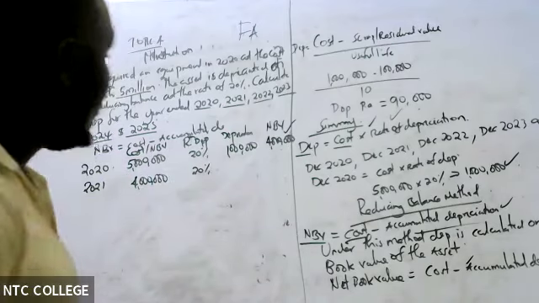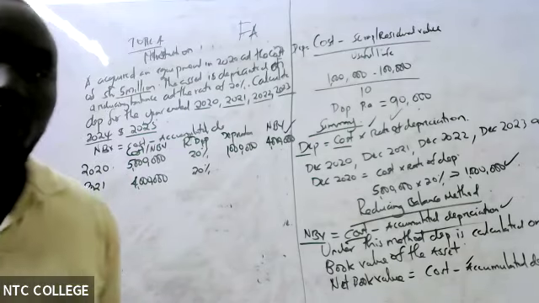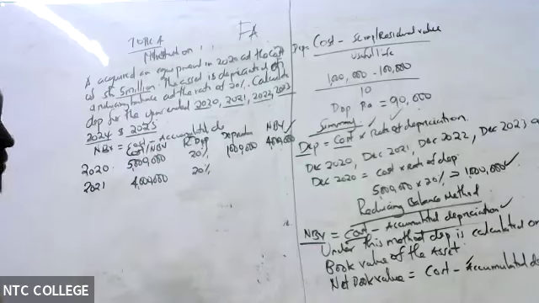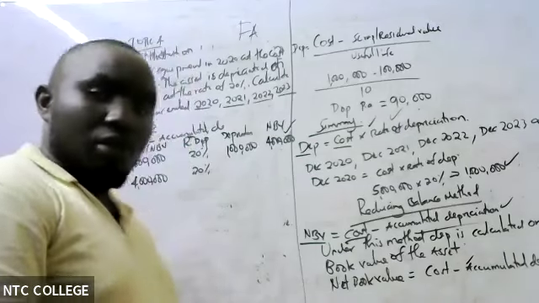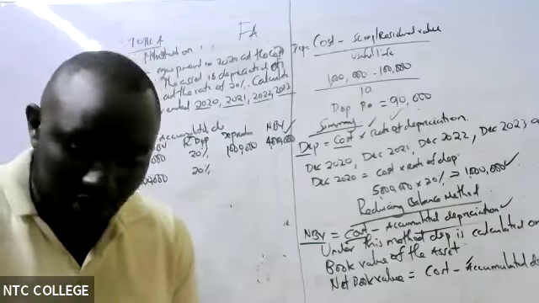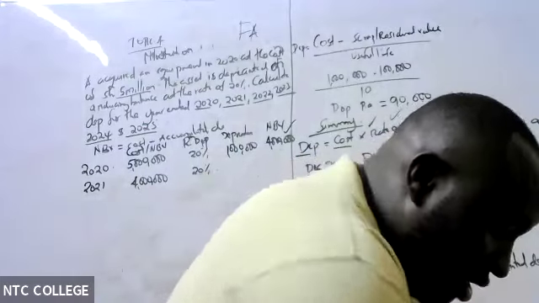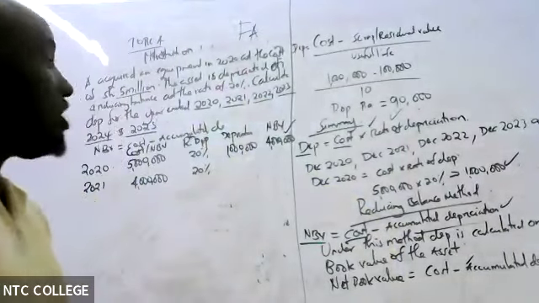So what is 20% of 4 million? 800,000. If you're still delaying, I can get my calculator. So what is 20% of 4 million?